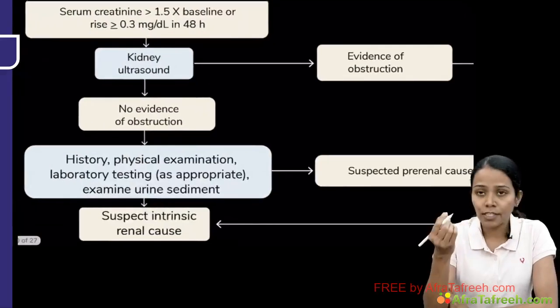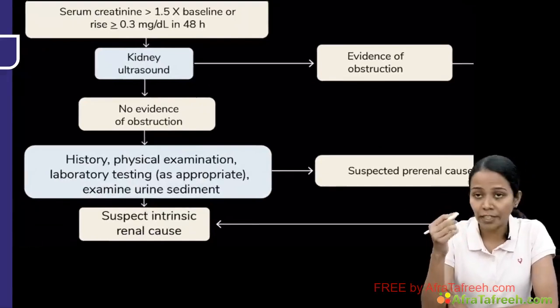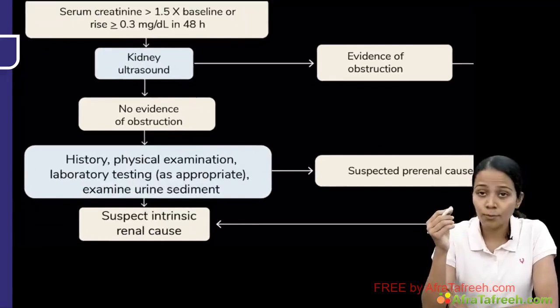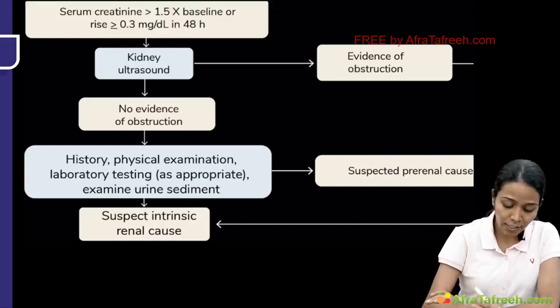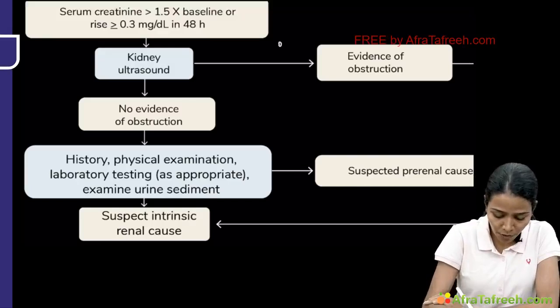Then next, you see that serum creatinine is more than 1.5 times the baseline, or the rise is more than 0.3 milligram per deciliter in 48 hours, right? So, in this situation, first you have to rule out obstruction.